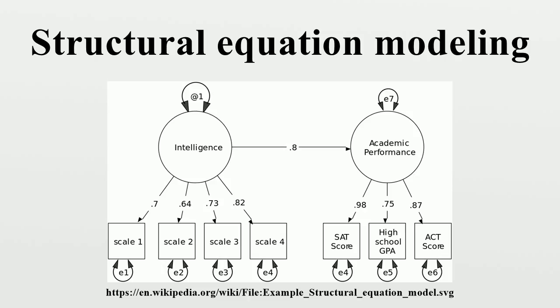Standardized root mean square residual, the SRMR, is a popular absolute fit indicator. Hu and Bentler suggested 0.08 or smaller as a guideline for good fit.